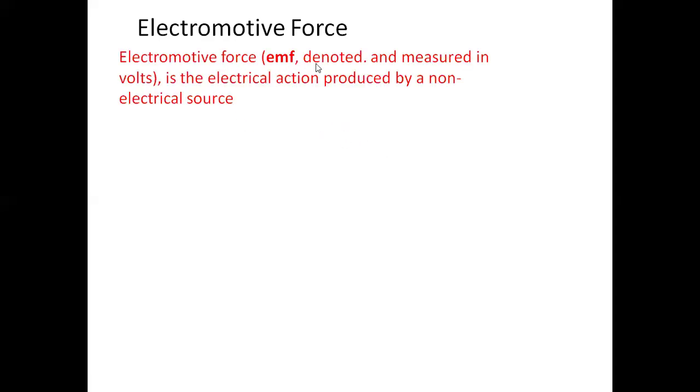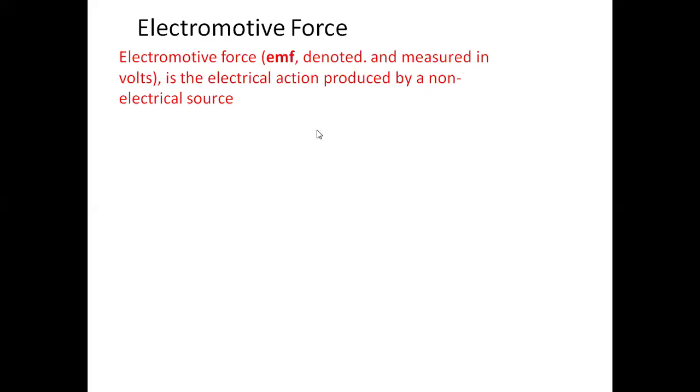Now, what is electromotive force? In order to light up the bulb, we need a battery. The battery provides electromotive force. It gives energy to the charges which flow through the bulb, and their energy converts into light energy and heat energy. Electromotive force, denoted EMF and measured in volts, is the electrical action produced by a non-electrical source. The battery is non-electrical; it has chemicals in it. So it converts non-electrical energy into electrical energy.